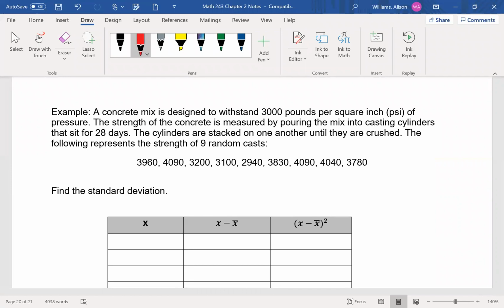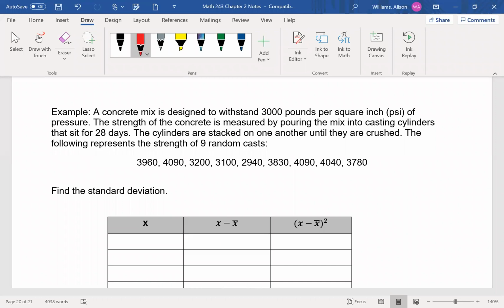Okay, it's important. We have to distinguish when we're doing standard deviation whether we're talking about a population or a sample, because the formulas are different. So in this case, they're taking a sample because there's 9 random casts. That implies a random sample. And I need to find the standard deviation. So I'm going to organize this in a little table. I am going to need to find the mean though.